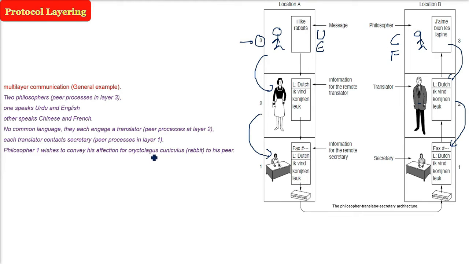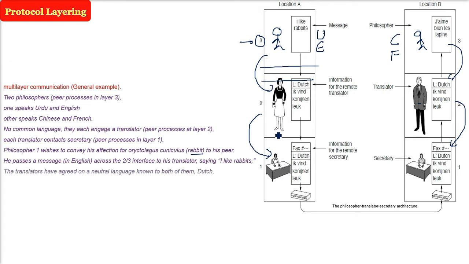Oryctolagus cuniculus, rabbit. Now he wants to just send "I like rabbits." This has to go to philosopher 2. How does it happen? He will pass a message, because he knows only English and Urdu, so he'll write in English and it will send it across this layer 2-3 interface to his translator. That is, "I like rabbits."